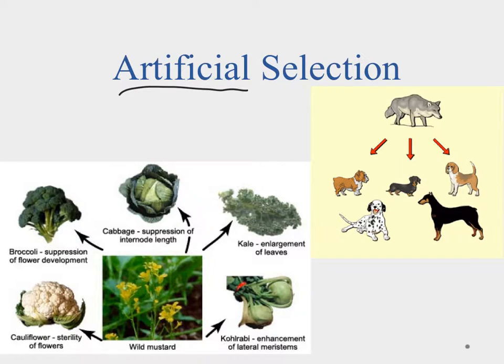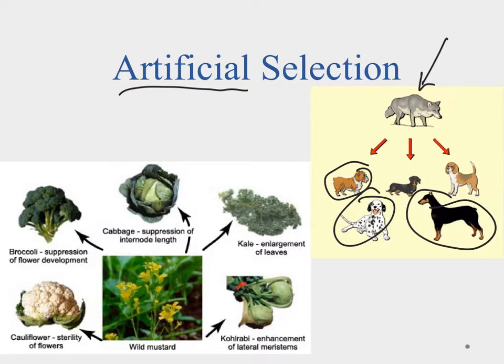And the prime example for this one is if we take an ancestral wild dog, what we've been able to do is, by selectively choosing which puppies we breed, we've been able to come up with different breeds of dogs. And that's kind of how the system works. Instead of nature making the selective choice, we're doing that. So if we wanted a little dog, we would breed the little ones together until we have the traits that we're looking for.